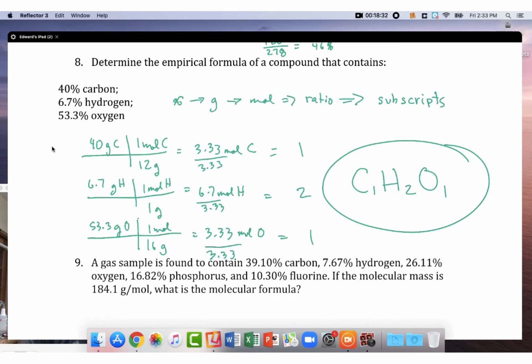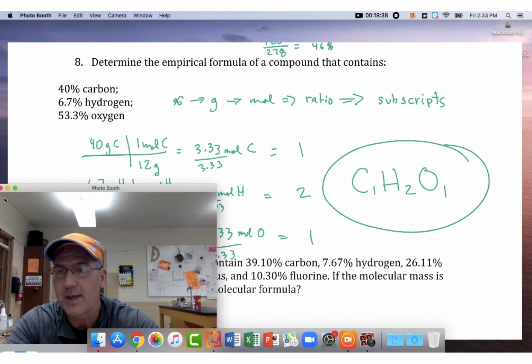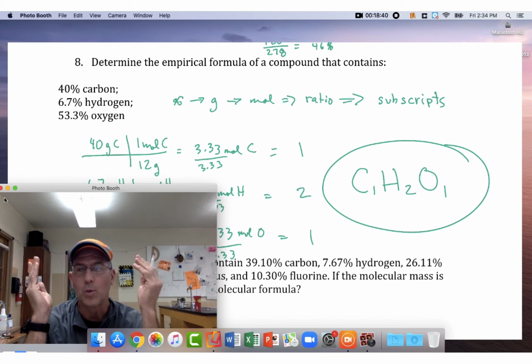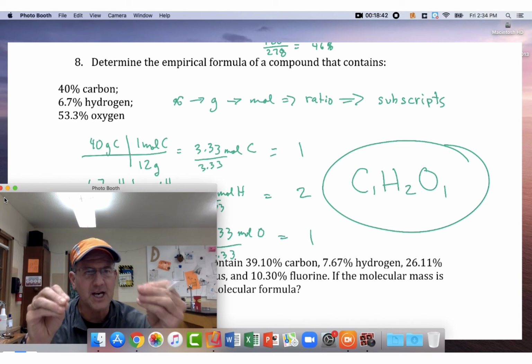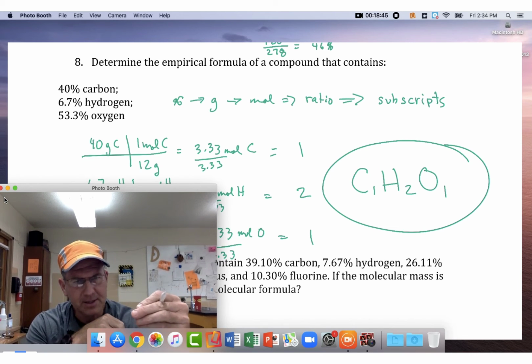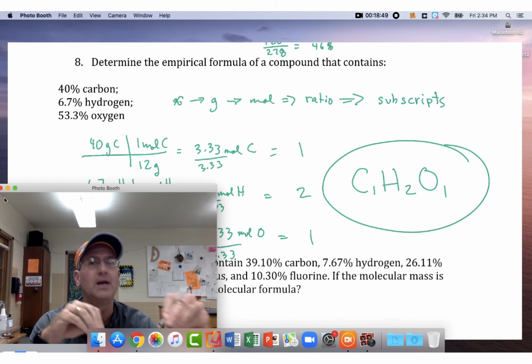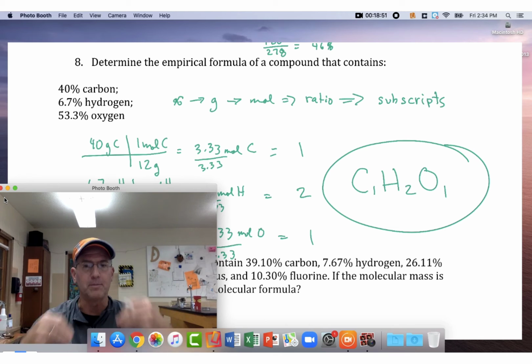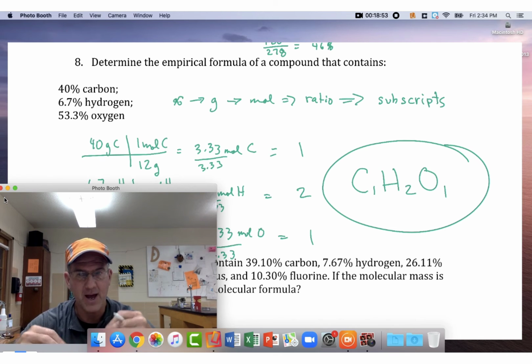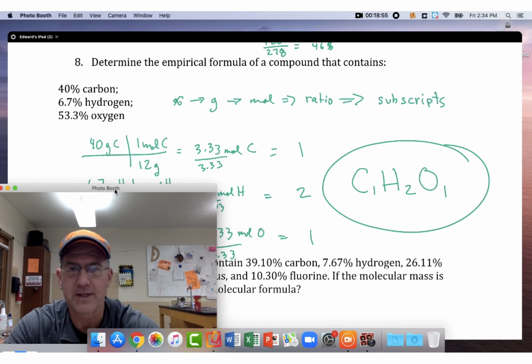Any questions with that? Second problem is going to be exactly that same type of thing, except this time at the end, we're going to find out how many times that unit repeats. So we're going to find that same formula, and we'll find the mass of that formula, and then we'll compare it to the molecular mass. I hope that made sense.